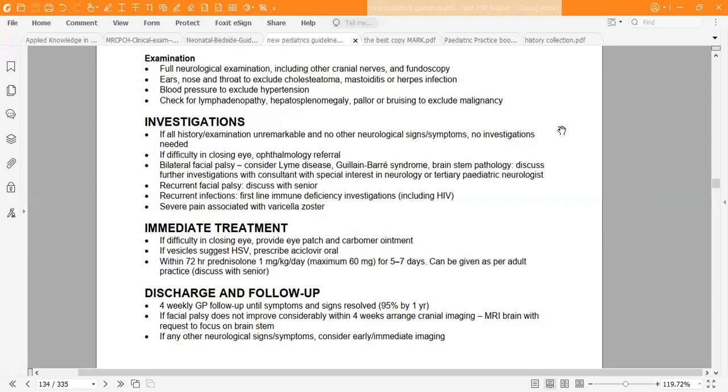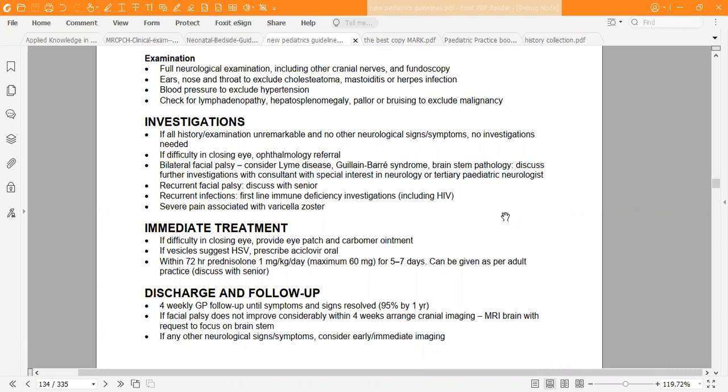Recurrent infections: first line immune deficiency investigations, including HIV. So if there are recurrent infections, you have to think about immune deficiency. You will do first line immune deficiency investigations, including HIV. Don't forget HIV in here.